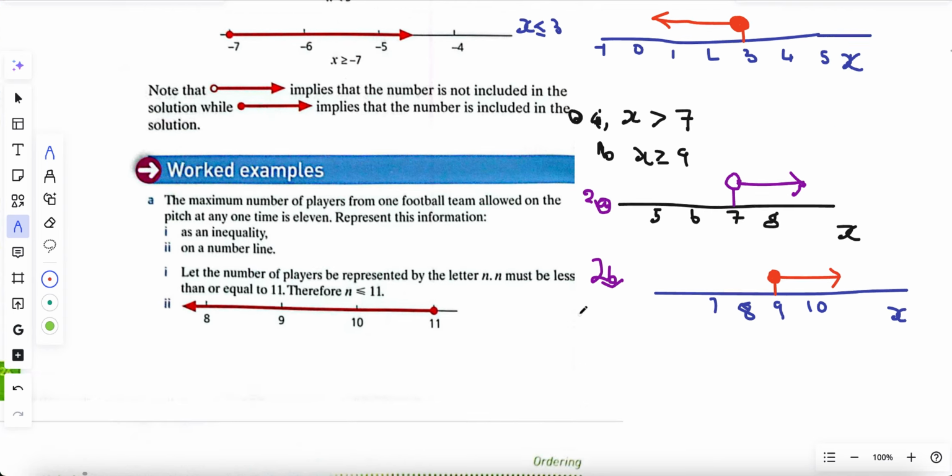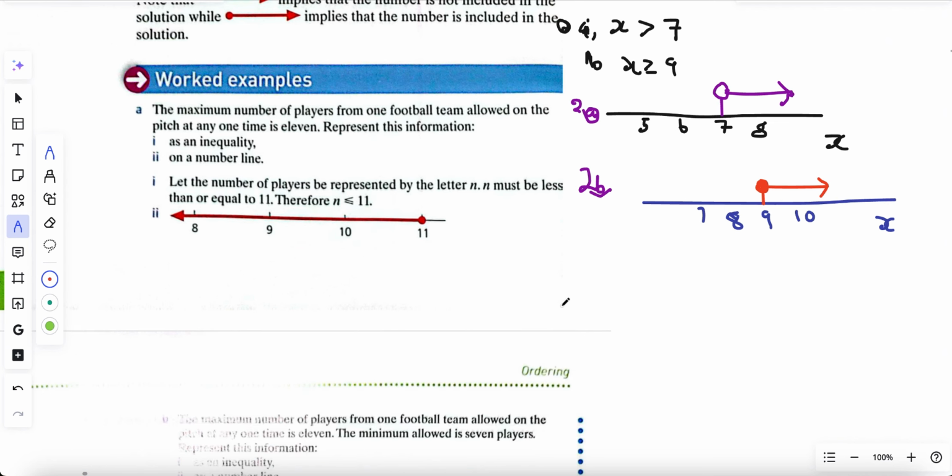Now the top part of the example, question number 3, I want to show before we move to another part of this question, is when they give you double inequality. For example, let's take an example from here. It says the maximum number of players from one football team allowed on the pitch at any one time is 11 players. You know, in football, the maximum is 11 players, right? Now, if they say represent this information as inequality, let's use P for players.